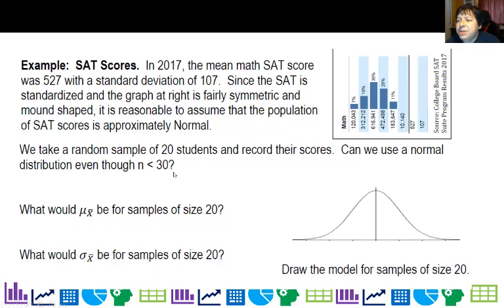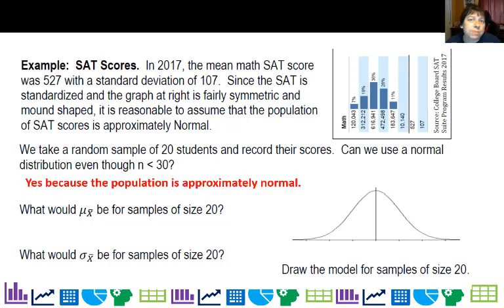All right, now we're going to take a random sample of 20 students and record their scores. Can we use a normal distribution even though n is less than 30? Of course, because our population is normal. If the population is normal, you can always use normal, or it's approximately normal anyways.